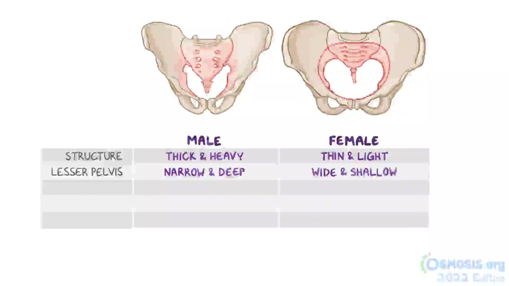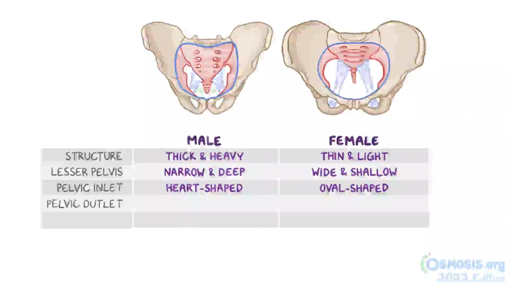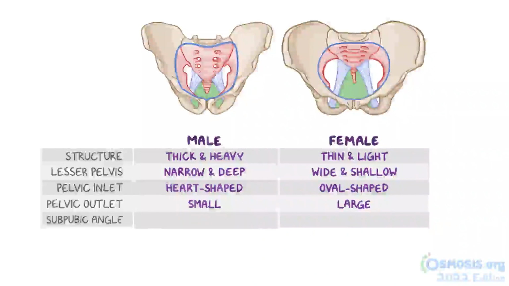Also, in males, the pelvic inlet is heart-shaped, while in females it's oval-shaped. The pelvic outlet is comparatively small in males, but large in females, to give the fetus enough room to come out of the pelvis. Finally, there are differences in the subpubic angle, which is below 70 degrees in males, but is more than 80 degrees in females.